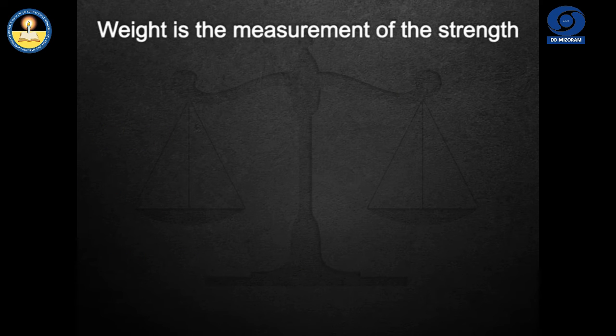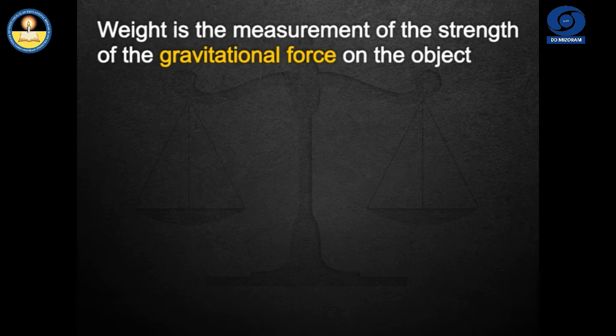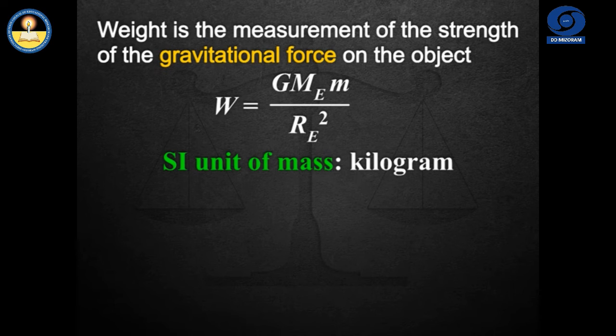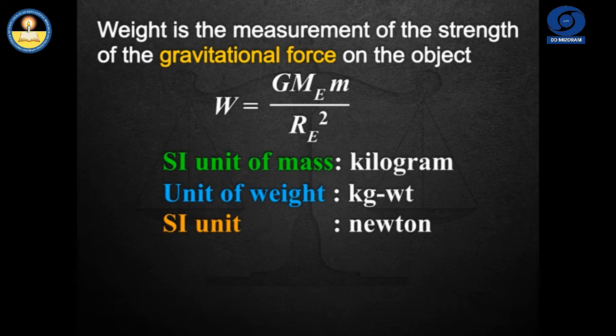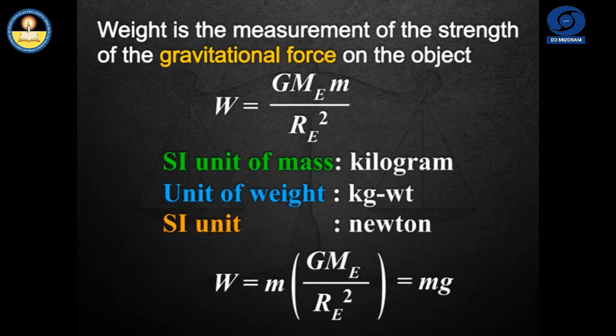Weight is the measurement of the strength of gravitational force on the object. That is, how heavy it is. We know that the unit of mass is kilogram, but the unit of weight is kilogram weight, and the SI unit is Newton. The weight of a body of mass m is equal to the product of mass with acceleration due to gravity.